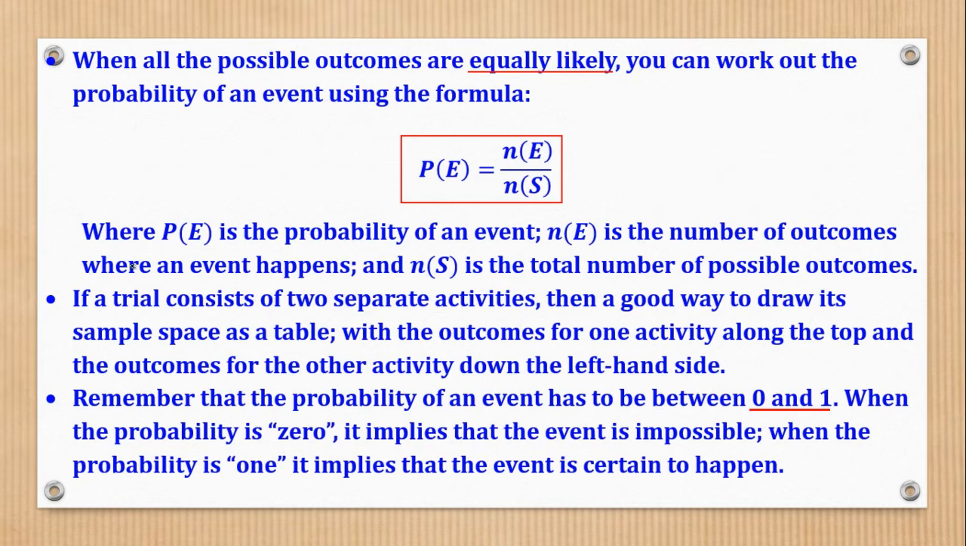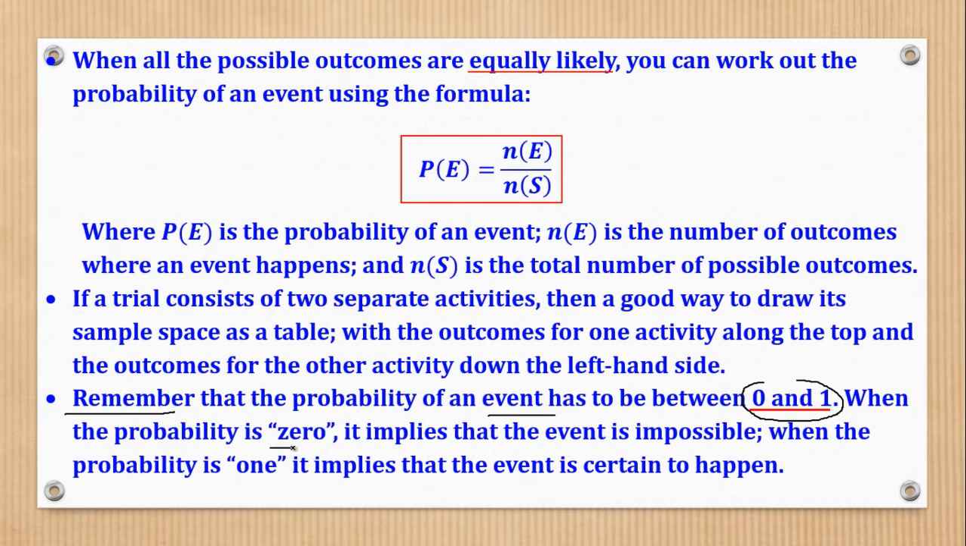So what we are reading is what we recall from our O-level. Remember that the probability of an event has to be between 0 and 1. I think you remember that. Probability can never be negative and can never be more than 1.